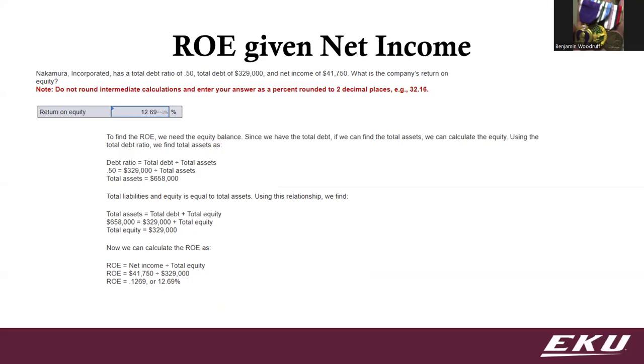Okay, and then using net income, we're going to work the other way, right, and get to the ROE, return on equity. So remember that's the end piece on the DuPont formula we were doing before, right? But this time we're given net income and we're working the other way to ROE.